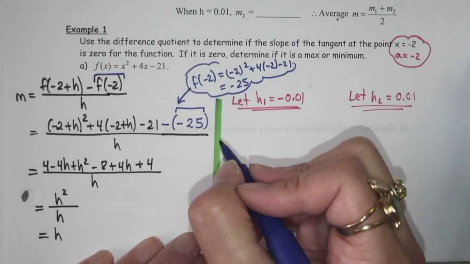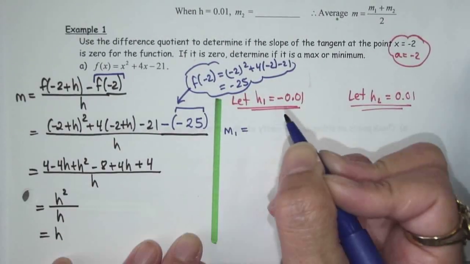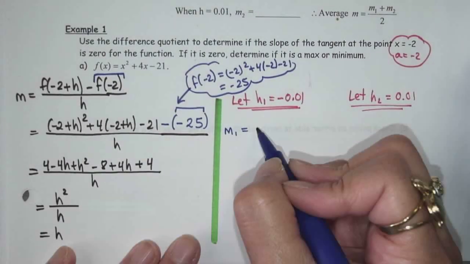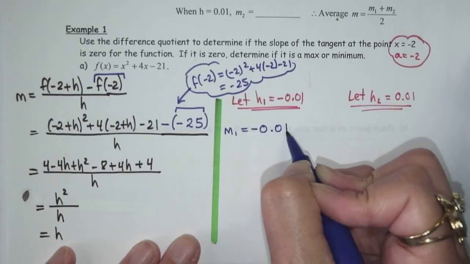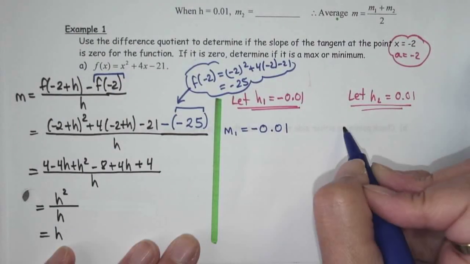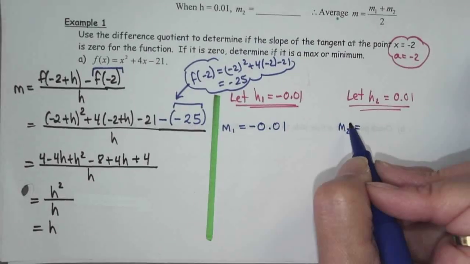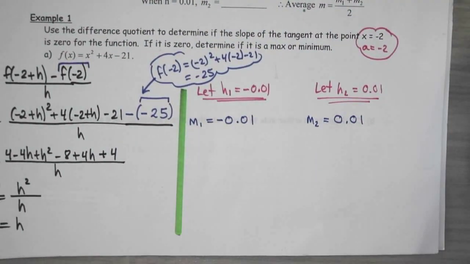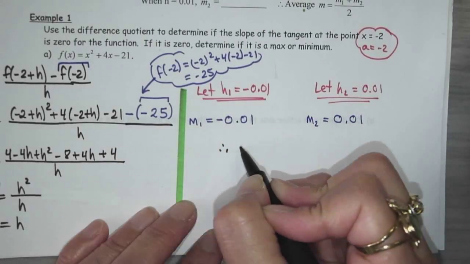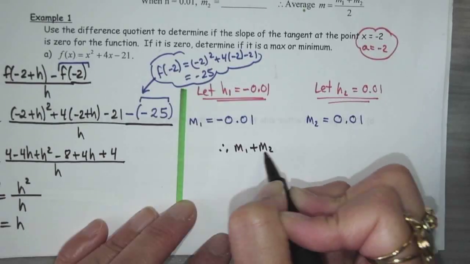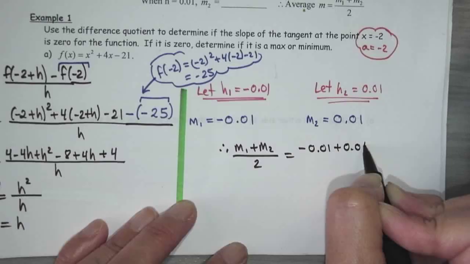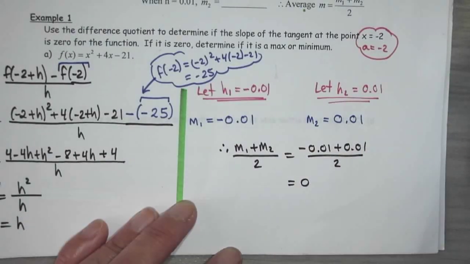Okay, so we plug those guys in, and then we just have M1 is, oh, look at that. And you just plug it in, and there's really only one place to plug it in, so this will be negative 0.01. That's okay. And then M2 is going to be 0.01. When you add them, divide by 2, so you can say, therefore, M1 plus M2 divided by 2 is going to be negative 0.01 plus 0.01 over 2, which gets me 0.